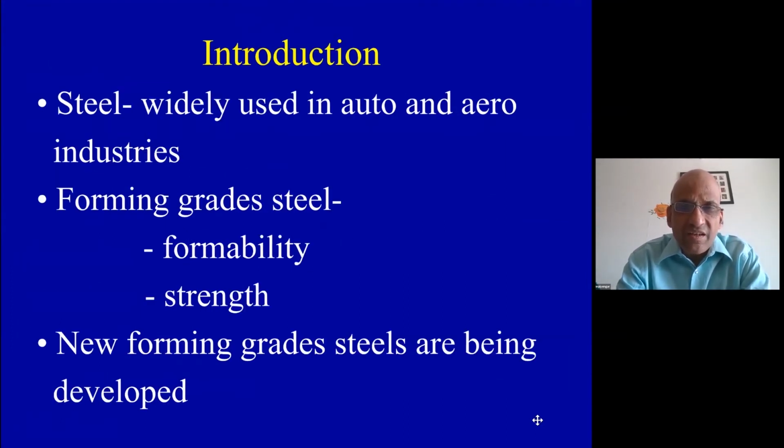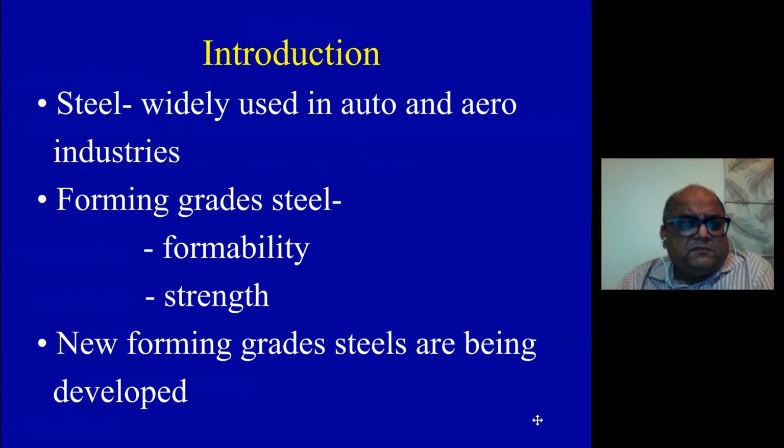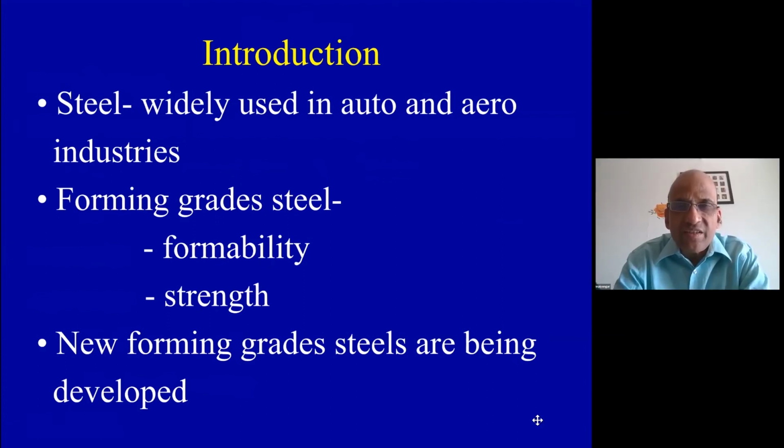If you look at steel, this is the most widely used material in automotive and aerospace applications. Of course, in aerospace, you also have titanium and others. But in the automotive sector, steel is the most widely used material. The main reason for that is it has good strength, good formability, and it's very affordable, and it's also recyclable. So in that way, steel can be thought of as a wonder material.